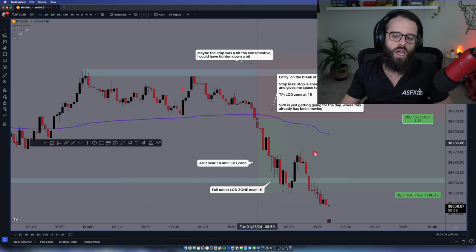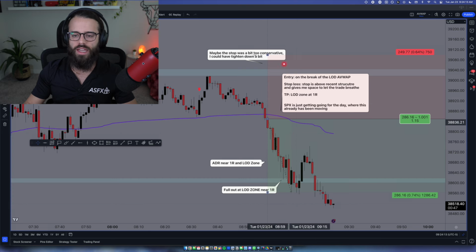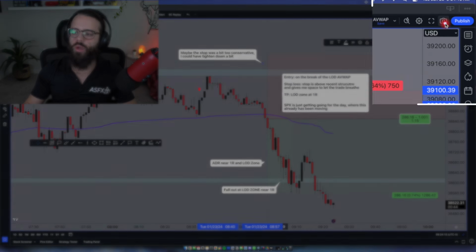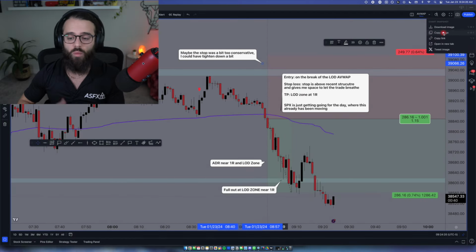I can remove the ADR line. I just don't need it. Now I want to make sure we can see my risk reward, my stop loss, my take profit numbers. So we'll slide this over, get everything nicely into frame here. Then we come to the top right and we download the image or copy and paste it into TradeZella where we save it. And that is literally how you do a chart markup.